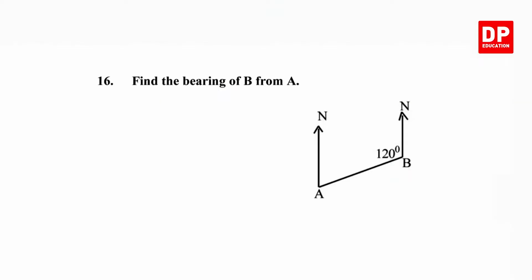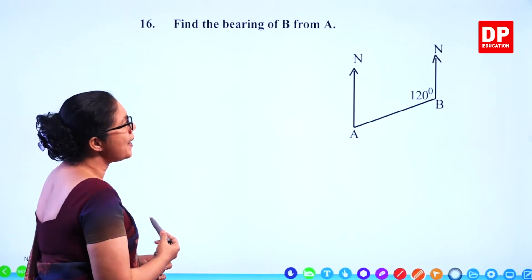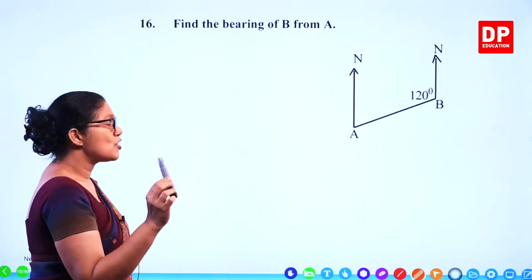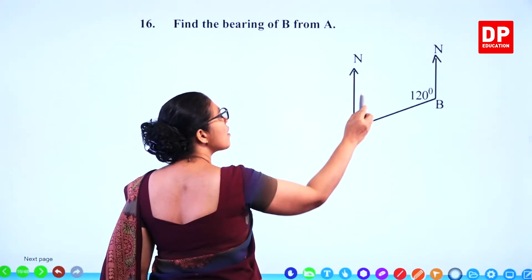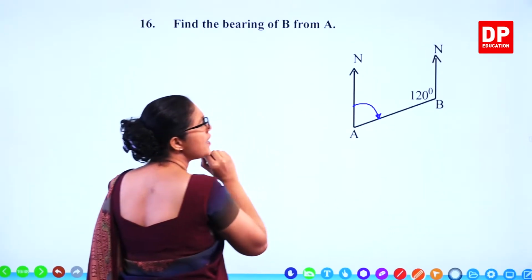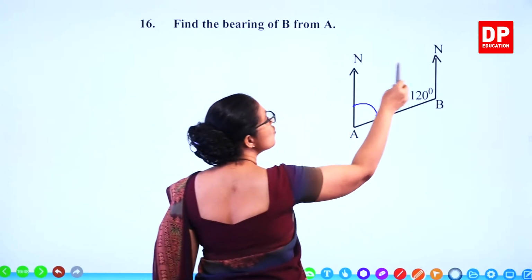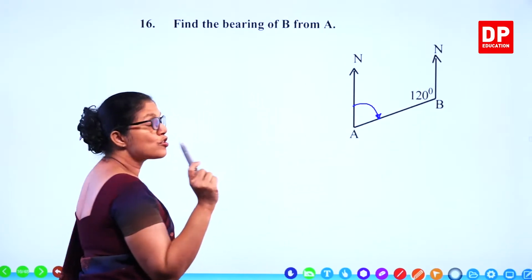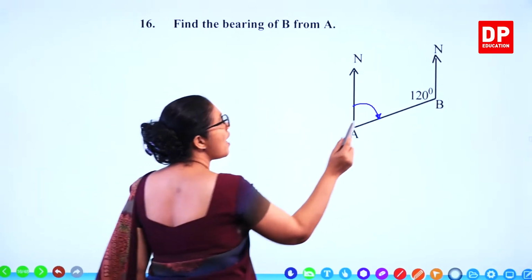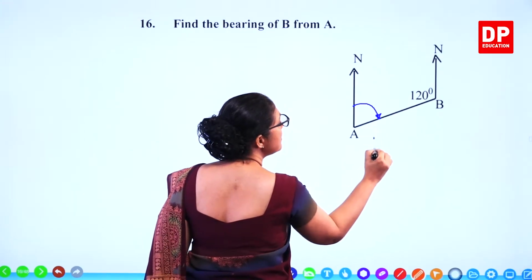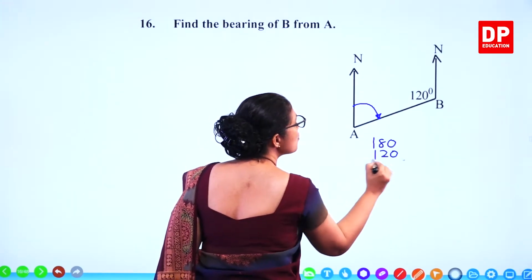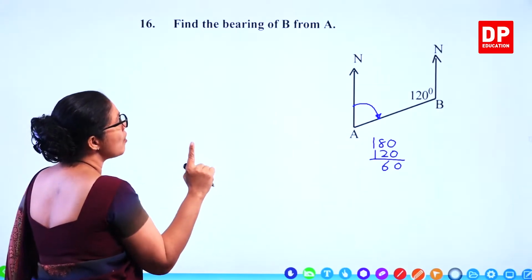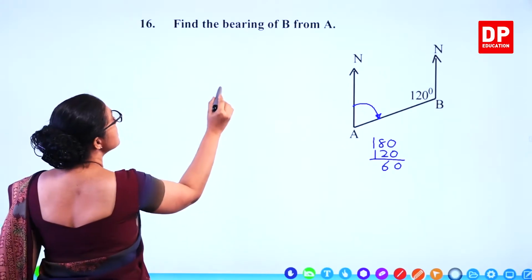Question number 16. Find the bearing of B from A. So this is north. What is bearing? Always measure the angle from north in the clockwise direction. So we need to find this angle. We know these two are parallel, north direction. So what do you know about allied angles? Allied angles add up to 180. So what is this angle? 180 minus 120, you get 60 degrees. So the bearing of B from A is 60 degrees.